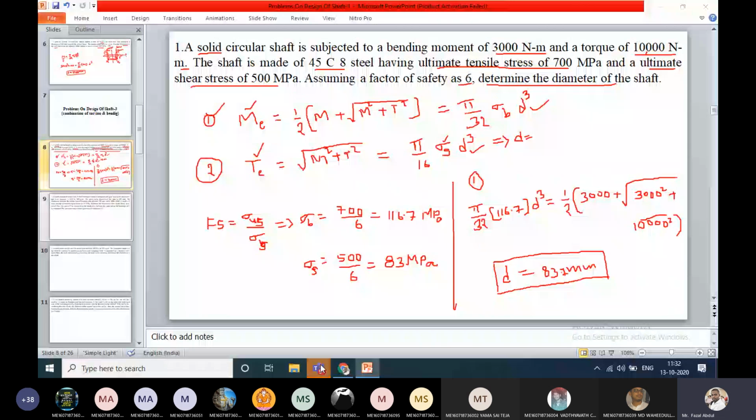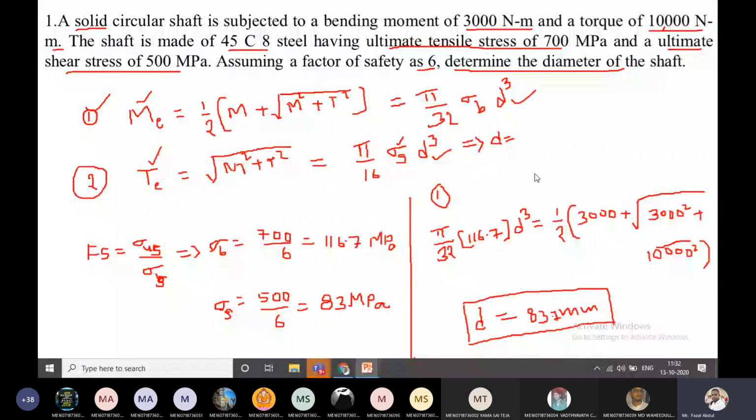Now tell me the D value according to the second theory. What is the D value? Tell me the D value in mm. 86.20 mm. 86 mm. Very good.